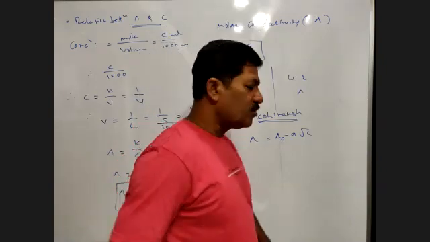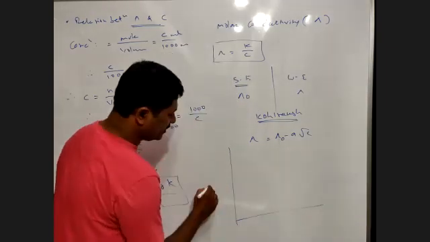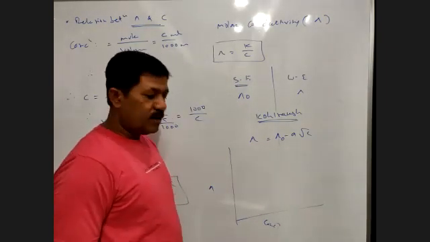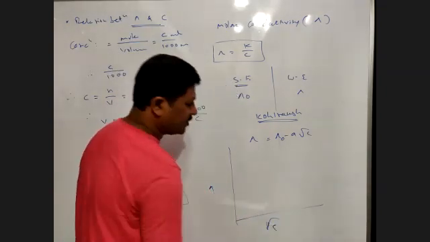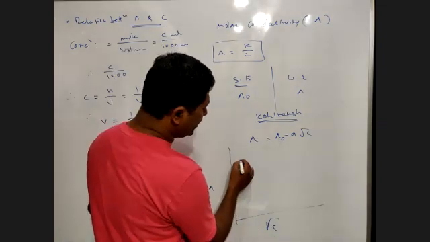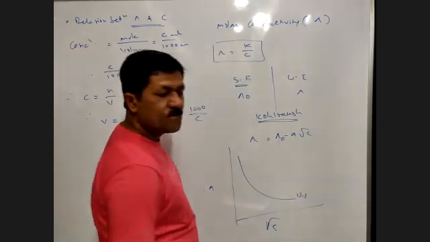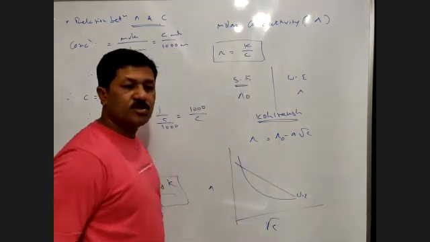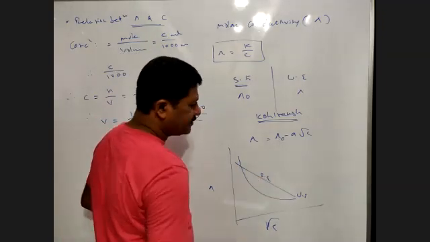Kohlrausch also gave a graph, so we can have a look at it. This is the graph where this axis is the conductivity and this is the root of concentration. Now, if we talk about a weak electrolyte, we get this curve. This is for the weak electrolyte. For a strong electrolyte, it looks like this. So this is the weak electrolyte, this is the strong electrolyte.